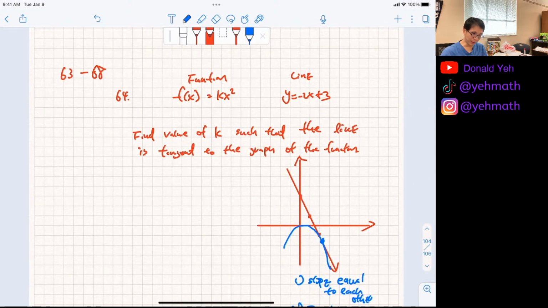So I'm gonna write down this function f of x equal to kx squared, and this y equal to negative 2x plus 3.